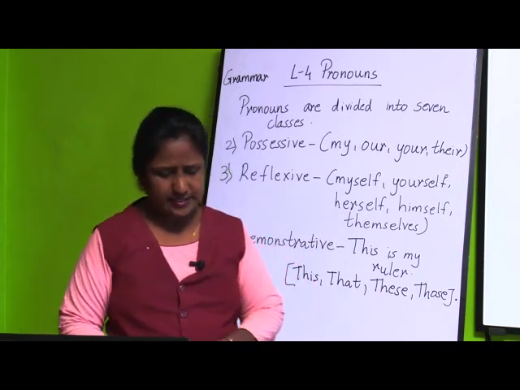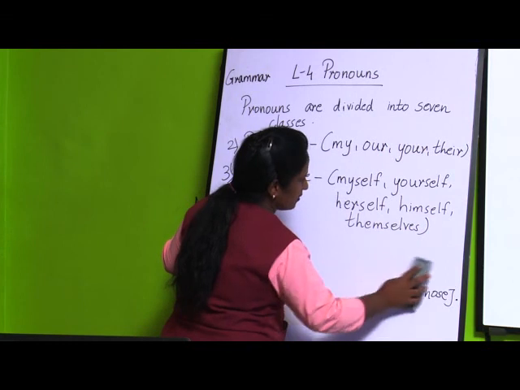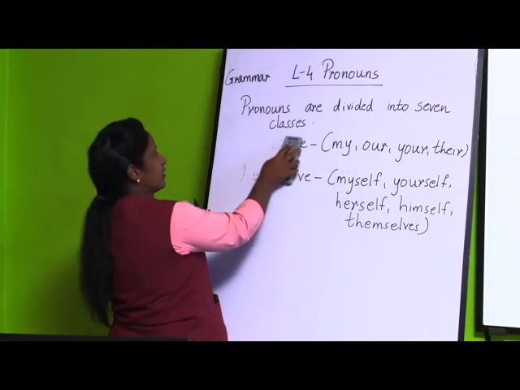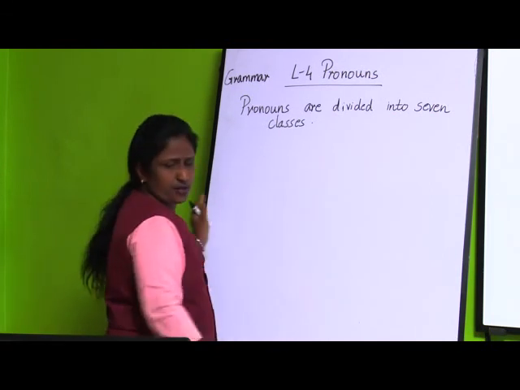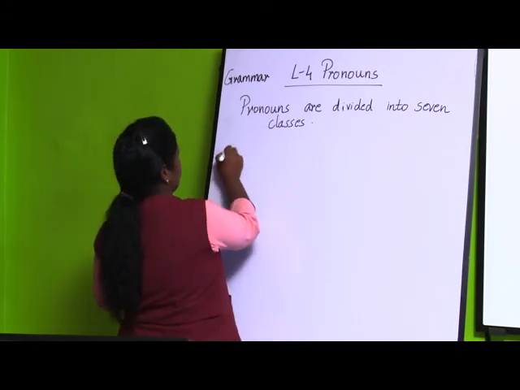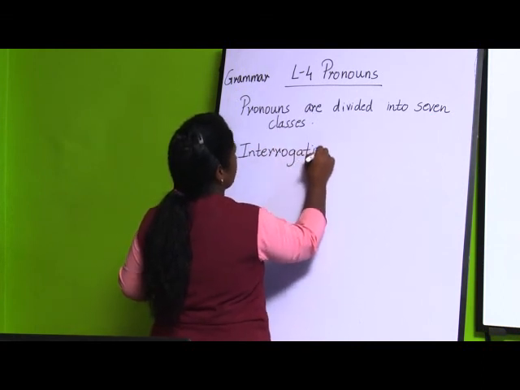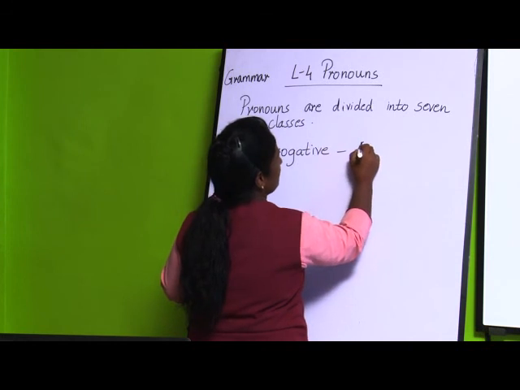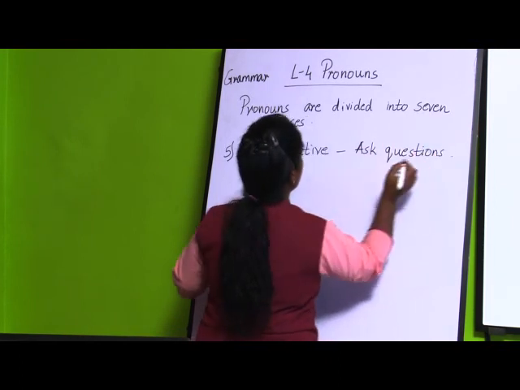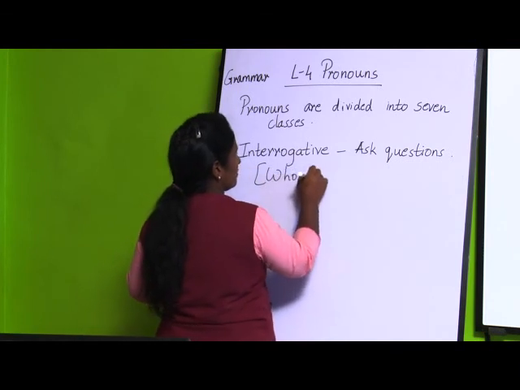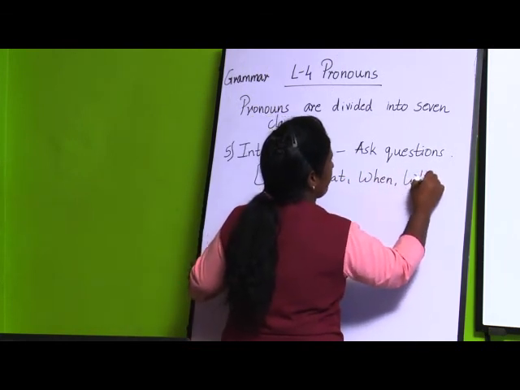Now, what is interrogative pronoun? Here we ask questions to other people. This is very easy. In interrogative pronoun, we ask questions, and for that we use some specific words like who, what, when, where, which.